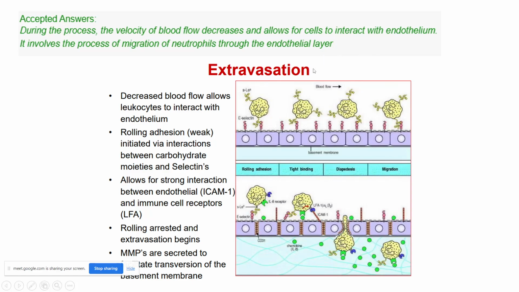So in extravasation, first there is decreased blood flow that allows rolling adhesion. Cells will roll and then interact with selectin. There will be interaction between the carbohydrate moieties and selectin. And after interaction, this rolling will be arrested and then it will extravasate into the vicinity.